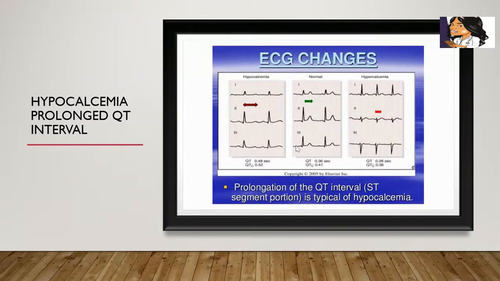So if our patient has an electrolyte imbalance like hypokalemia or hyperkalemia, we need to let someone know, because we don't want our patients to start having these abnormal or prolonged QT intervals, which will definitely affect the patient's cardiac output. So this is our patient who has hypocalcemia. All right, hypocalcemia. This patient will have a prolonged QT interval.